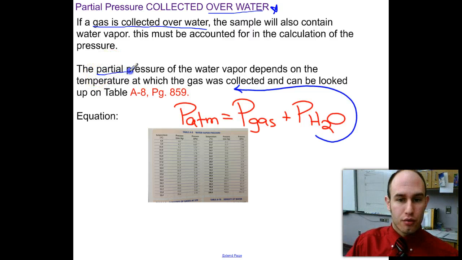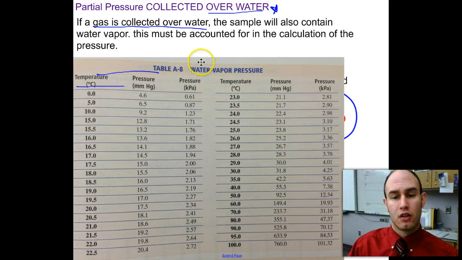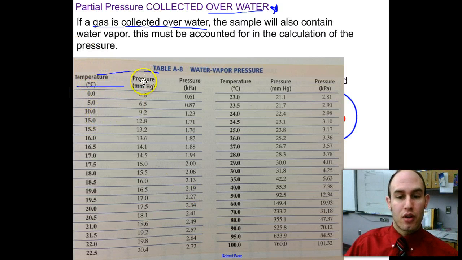The partial pressure of water depends on the temperature at which the gas was collected and can be looked up in table A8, page 859 in your textbook. I also provided the table here for you. You could take a picture or screenshot of this, or find it in your book, but you have to be given this table. You can see temperature in degrees Celsius and the pressure in millimeters of mercury or kilopascals for water vapor. It goes from 0 all the way up to 100 degrees Celsius, which is boiling. So you're always going to have to reference this table.